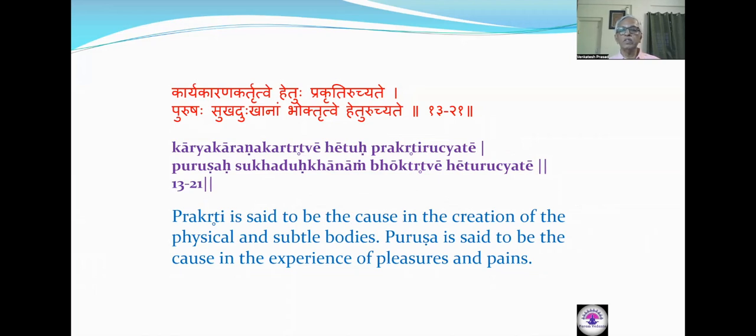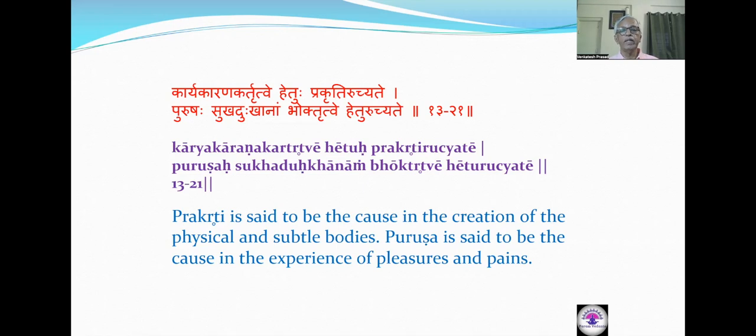Karyam means a product, which is the sthula shariram, the physical body, all the bhautikas, elementals. Karana means the sukshma shariram or the subtle body: 5 sense organs, 5 elements, mind, ahankara, and intellect. Kartrutve, in the creation of the physical and subtle bodies, prakriti hetu ruchyate. Prakriti is declared to be the hetu, the cause. The entire visible universe and the experienced universe is Prakriti. Then what is this Puruṣa? Krishna says, do not search for the Puruṣa, as the Puruṣa is none other than the experiencer I. Puruṣa sukha dukkhanam bhoktrutve heturuchyate. Puruṣa is I, the very subject. The enclosure is Prakriti. The enclosed consciousness, I am the Puruṣa.